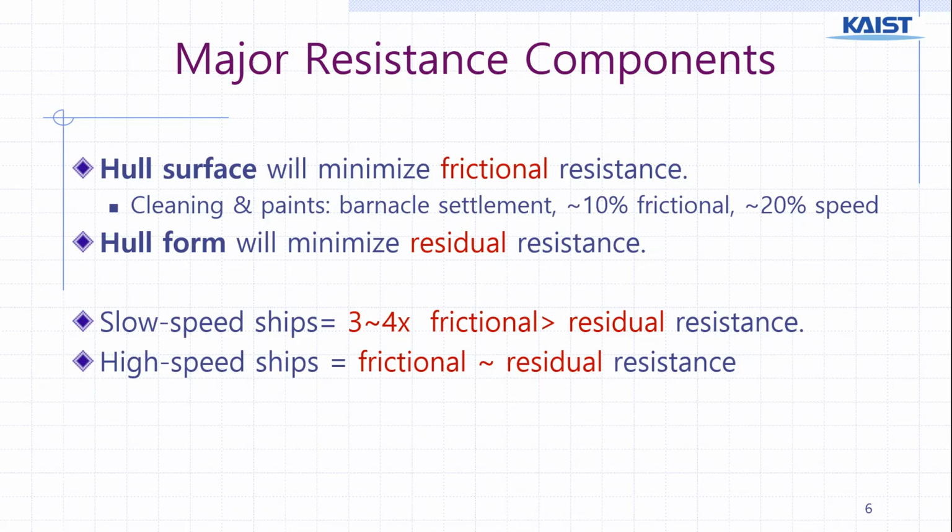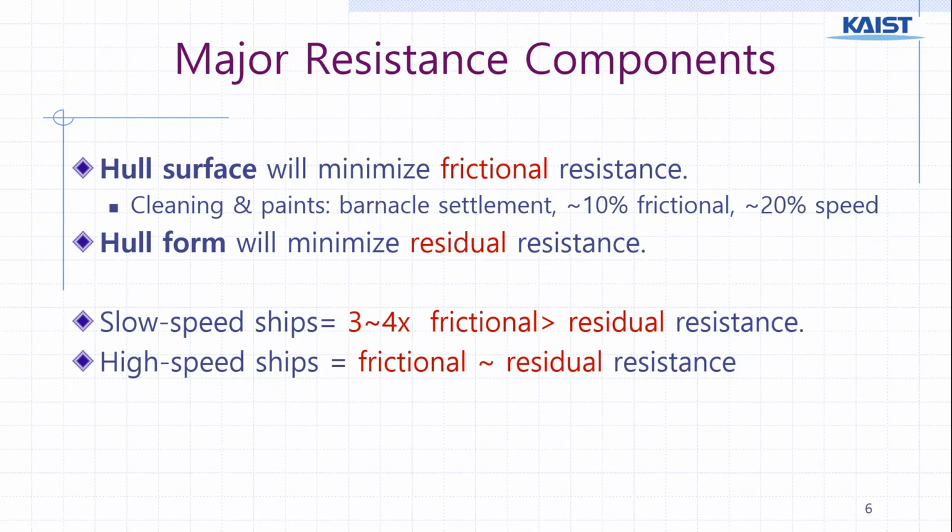From that concept, you can also think about the cleaning and the paint of the bottom of the ship. There was a study conducted regarding barnacle settlements under the hull of the ship, and they found that it can cause up to a 10% increase in frictional resistance, and also decrease up to 20% of the maximum speed of the ship. That just goes to show how important it is to have a smooth surface.